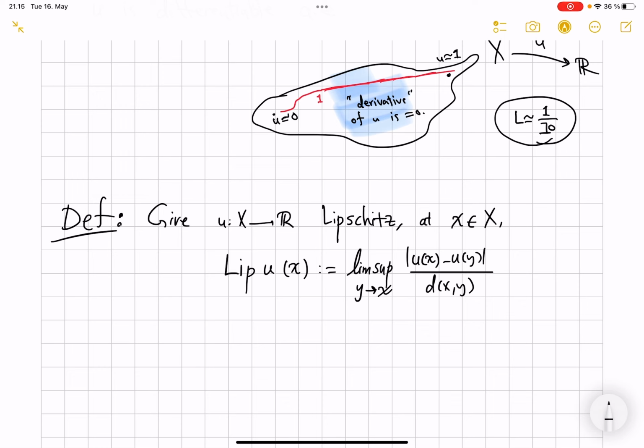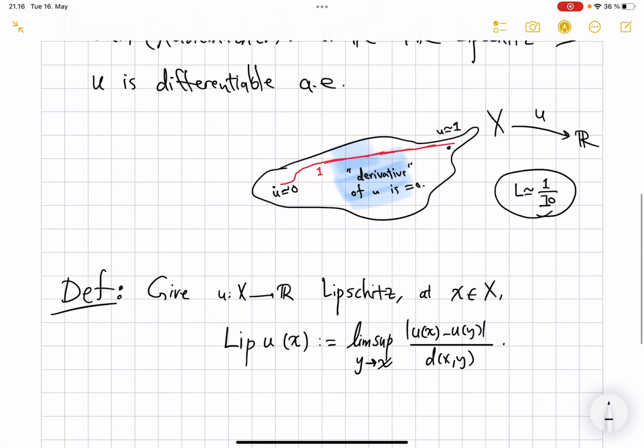Yes, and then from there you know that this quantity is defining you a finite value. Finite because we know that each fraction is less than L, even if x and y are not close to each other. We know this is always less than L, so the lim sup will also be less than L. So if I go back to my previous example, in this blue region, you definitely will get this local Lipschitz constant equal to 0.